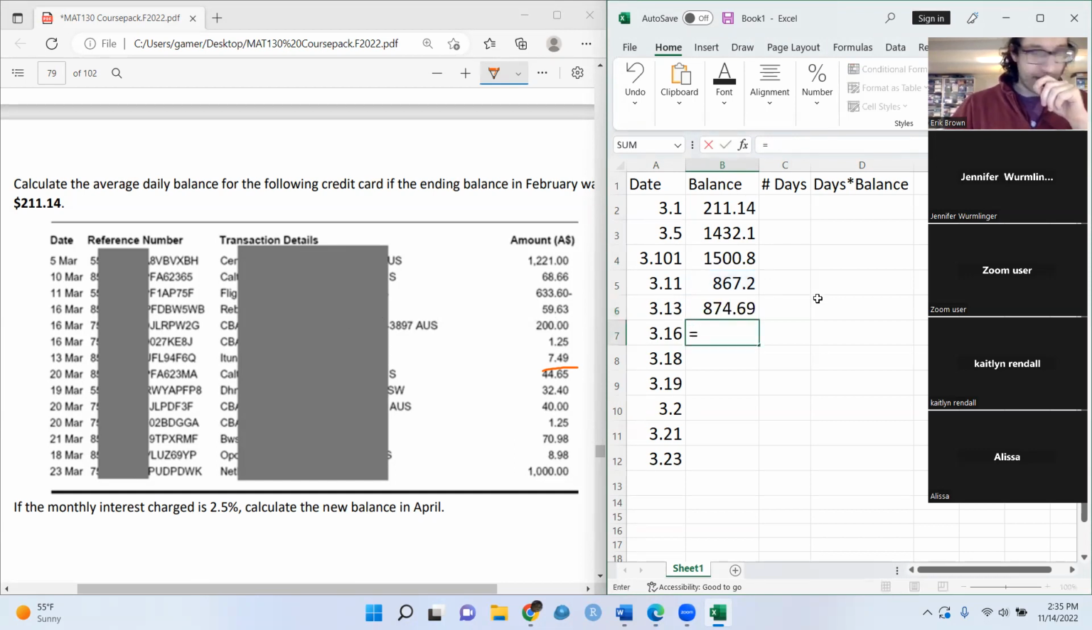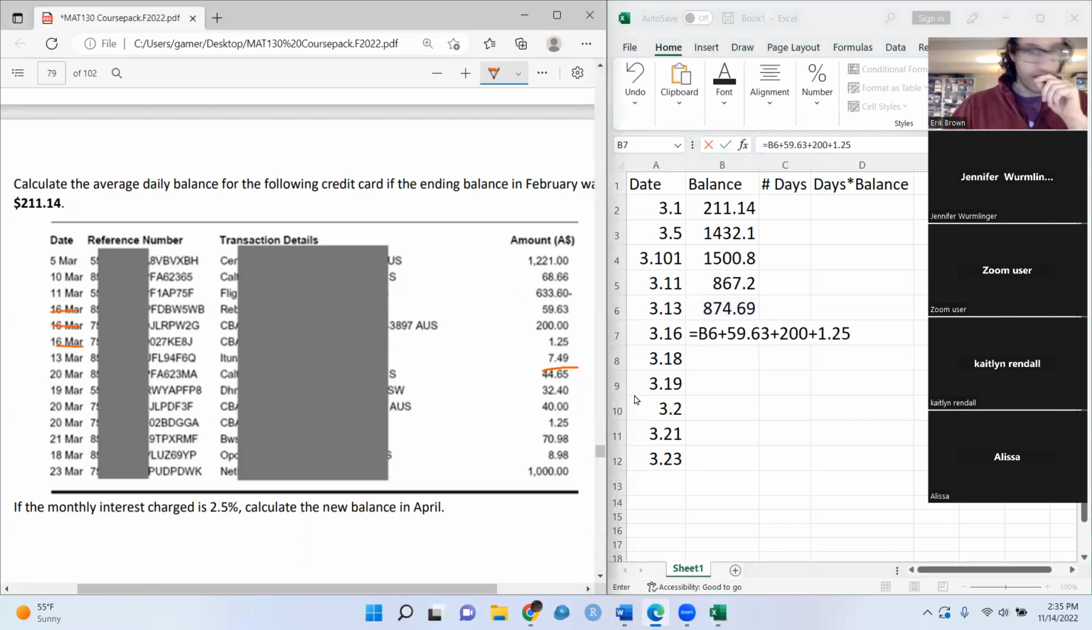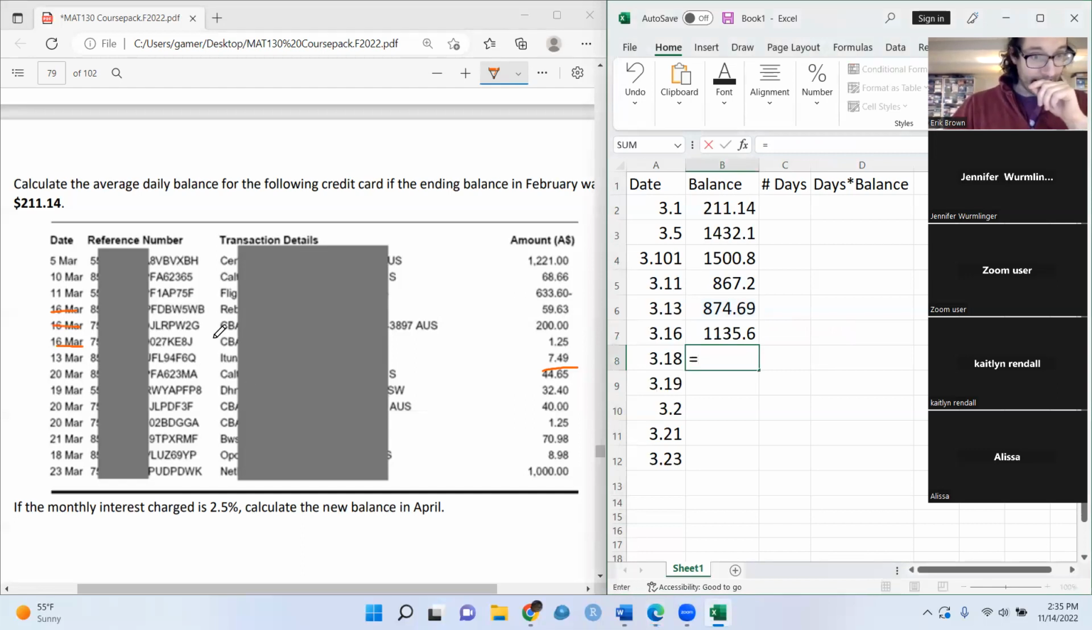On the 16th, we did a bunch of things. We added $59.63. We did a $200 charge, and we did a $1.25 charge. Is there anything else for the 16th? 1, 2, 3. Just those 3 things. Okay. So that's that. On the 18th, we did another $8.98 charge. On the 19th, there's a $32 charge.